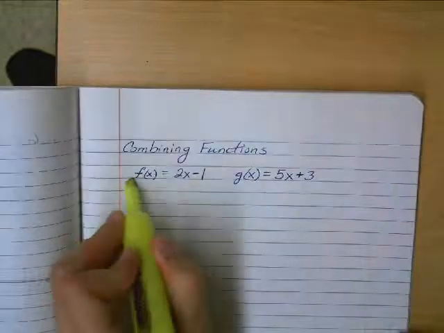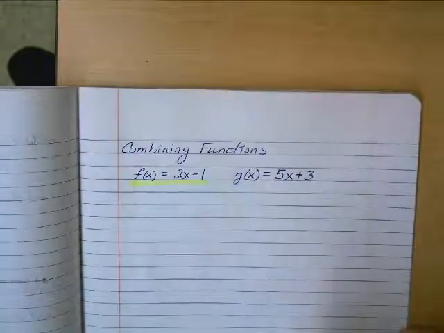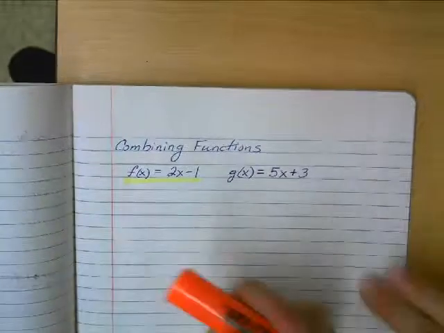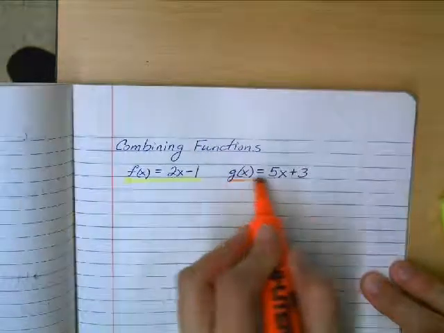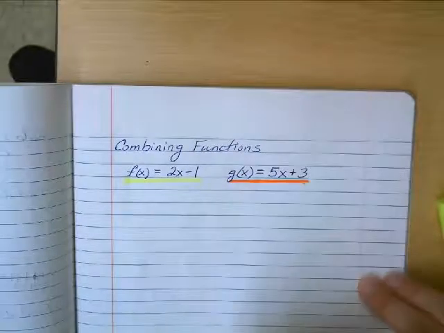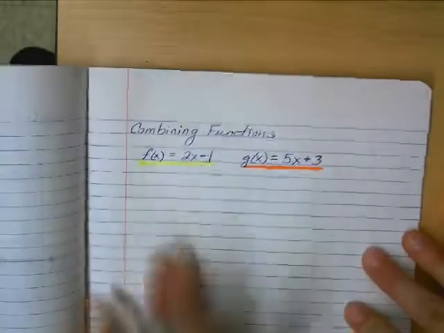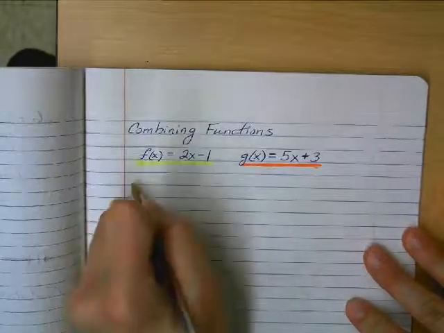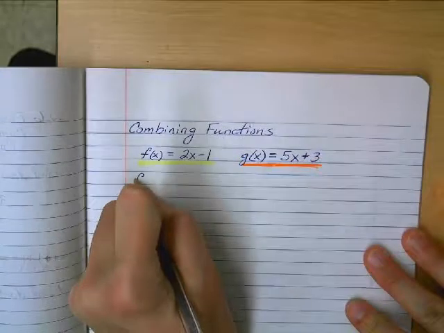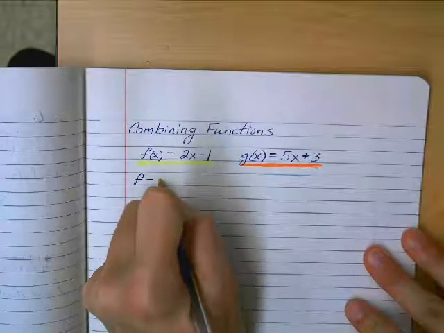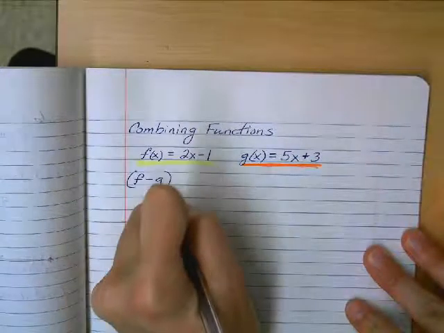Okay, so I have an f of x problem here. And this one, they call it g of x, just a different letter. It starts with a different letter just so you can tell them apart, f of x and g of x. So what if I told you to figure out f minus g of x?